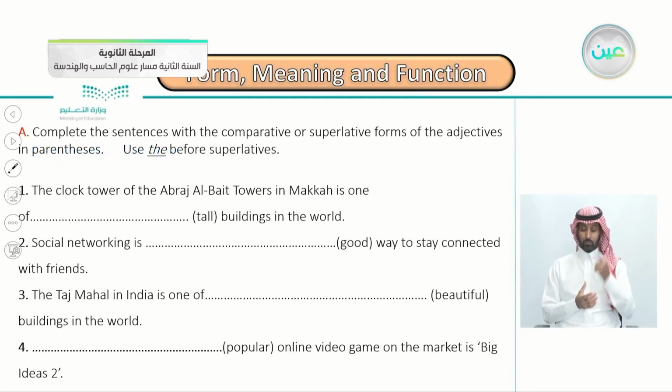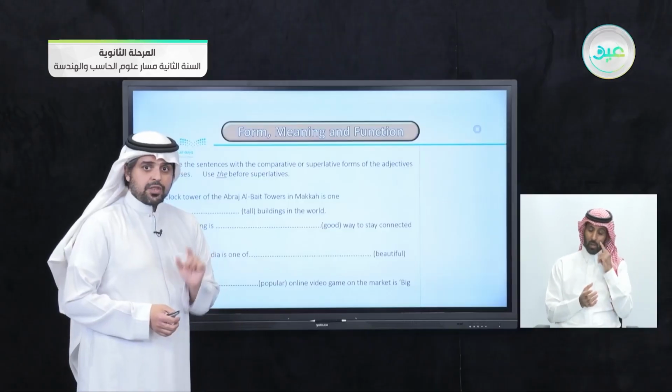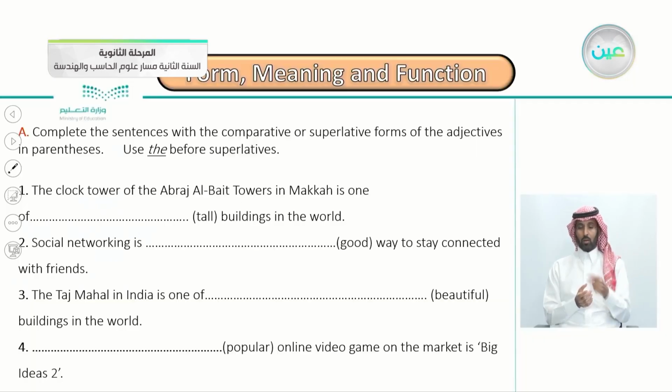Here's an exercise for you. Complete the sentences with the comparative or superlative forms of the adjectives in the parentheses. Don't forget the before superlative. Always don't forget the word the. So the first one, the clock tower of Abraj al-Bayt towers in Mecca is one of, and the adjective here, tall, buildings in the world.